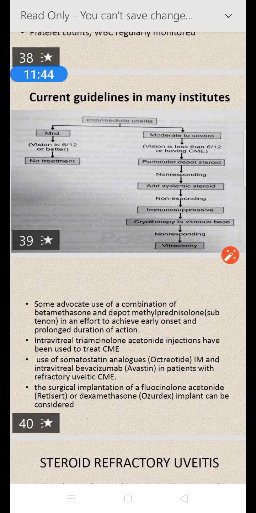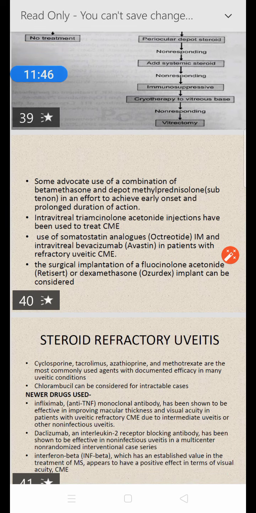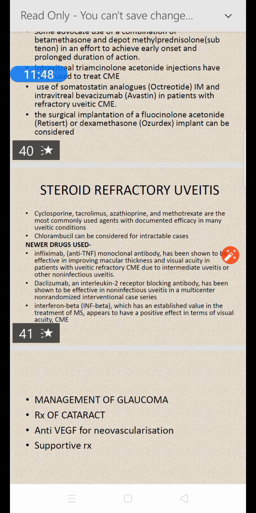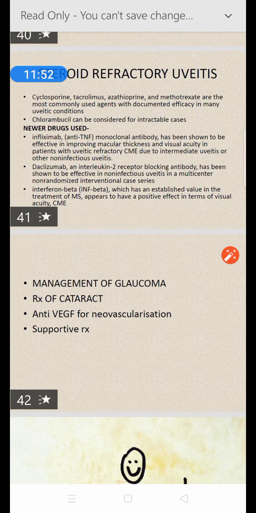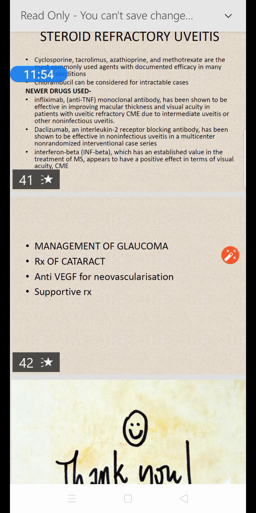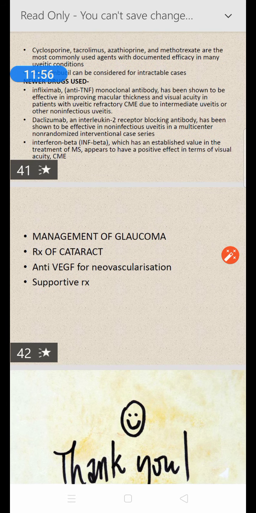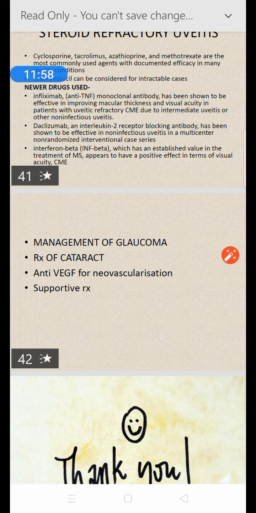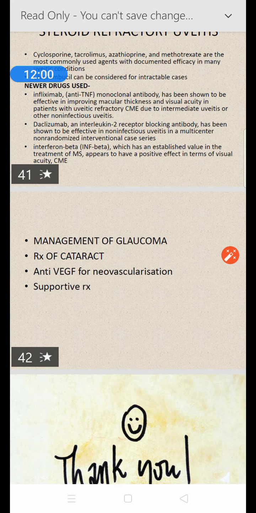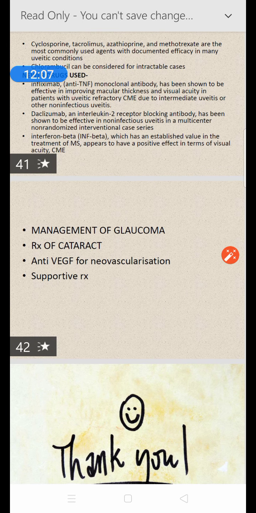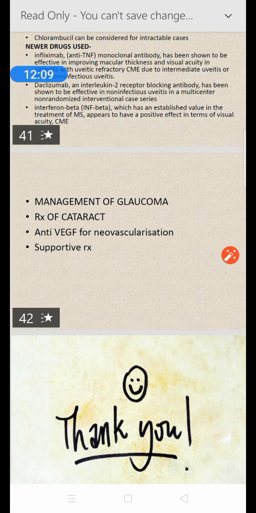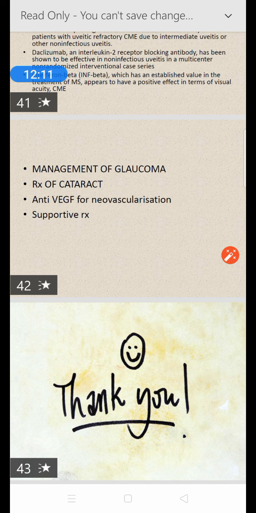Kindly go through this flow chart. The associated complications like glaucoma you need to manage, and complicated cataract you need to treat. And if you find NVD or NVE, you have to switch to anti-VEGF intravitreal injection, and supportive and placebo therapy is to be done for intermediate uveitis.